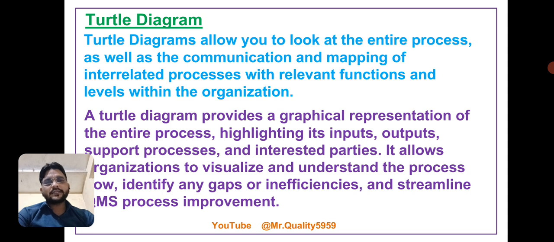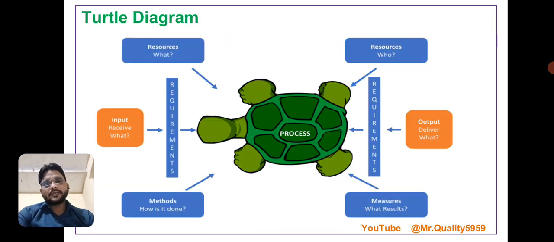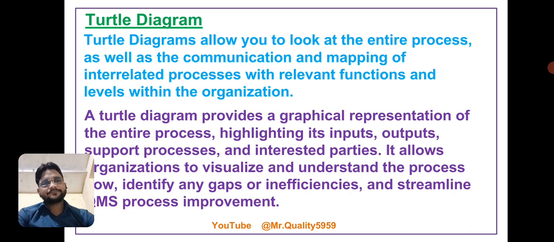Actually, a turtle diagram provides a graphical representation of the entire process, and it highlights its inputs, outputs, support processes and interested parties. It allows the organization to visualize and understand the process and identify any gaps or inefficiencies, as well as streamline QMS process improvement. These are the main constituents of the turtle diagram.